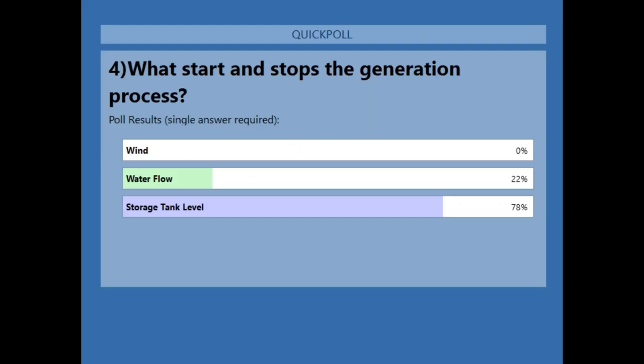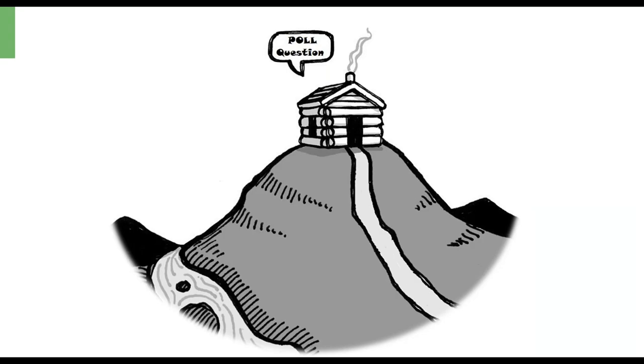The answer is storage tank level. Randy, that was about 78%, and 22% said water flow. Back to you. I'm glad nobody said wind. That makes me feel good.